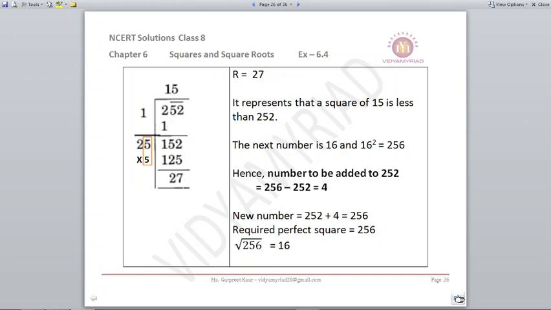Now on my quotient I have 15. So I want more than 15. Next number will be 16. I will do 16 square, that is 256. Now subtract 256 and 252, you will get 4. So 4 is a number which needs to be added in 252 and the square root of 256 will be 16.